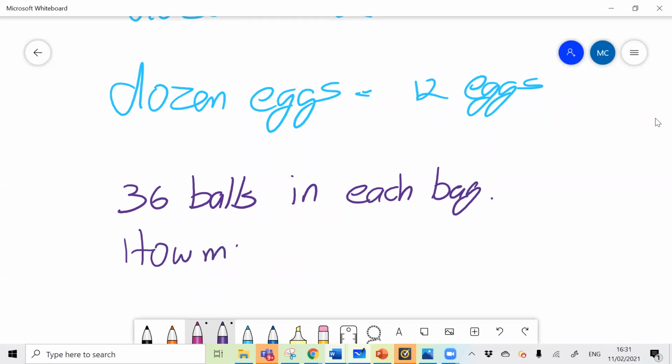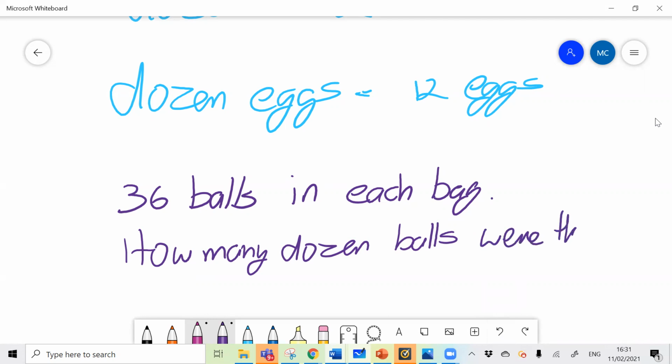How many dozen balls were there? Can you please work this out for me? Again, work it out on the piece of paper that you have next to you, and then we're going to see the working together.